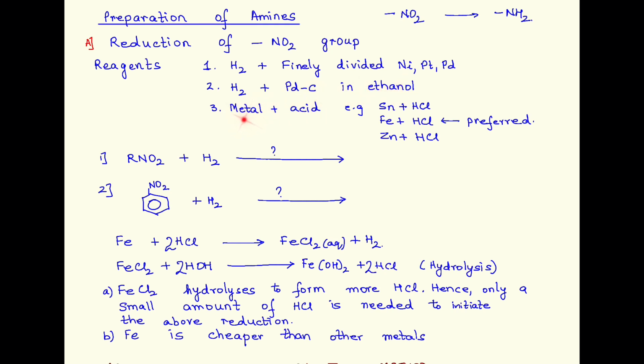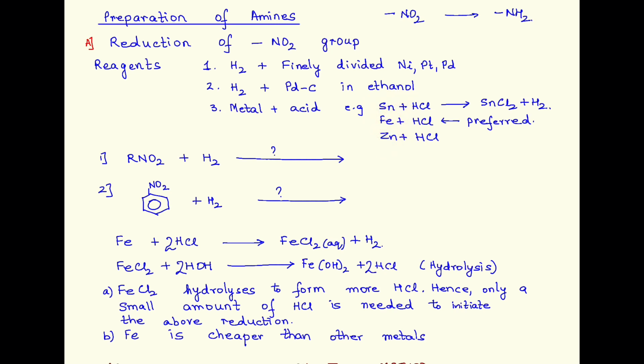Or we've got another method wherein we do not use any of the expensive metals. We generate hydrogen in situ, that is in the reaction mixture itself, because we know that these metals react with an acid to liberate hydrogen gas, and this hydrogen gas is going to act as the reducing agent. If you notice over here, I have written the combination of iron and HCl is preferred out of the three metals that are listed over here.